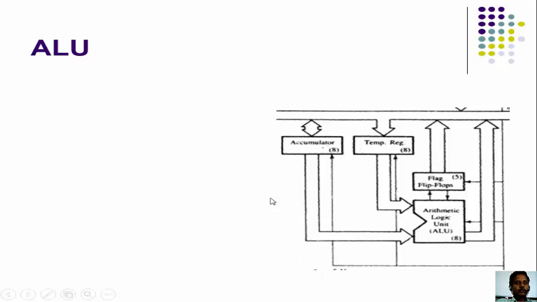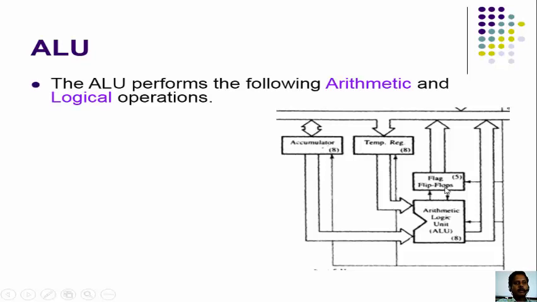So let us continue one by one. So first one is the ALU, arithmetic and logic unit. As we discussed in the architecture, the ALU is responsible to perform different arithmetic and logical operations in coordination with the temporary register and 8-bit accumulator.